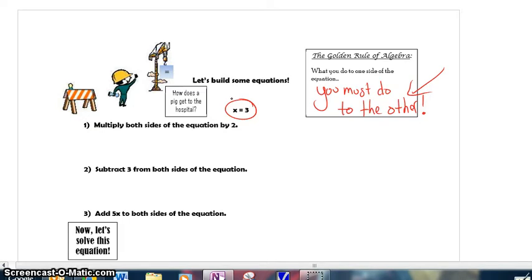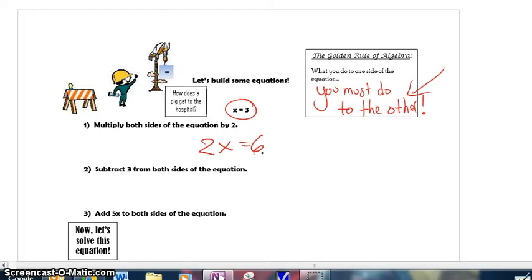Let's multiply both sides of the equation by 2 first. Here we go. 2 times x is, that's right, 2x, and 2 times 3 is, lovely. Moving forward, again, let me just say, the answer is still 3. The solution to our equation is still 3. 3 times 2 is 6. That's going to be the case as we go through these, as we build our equation.